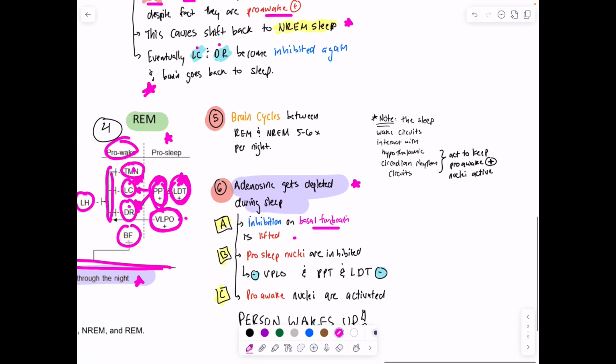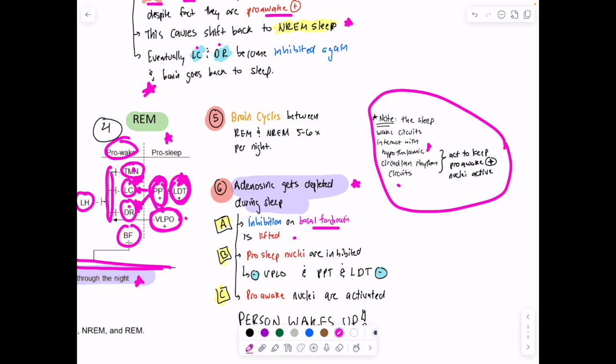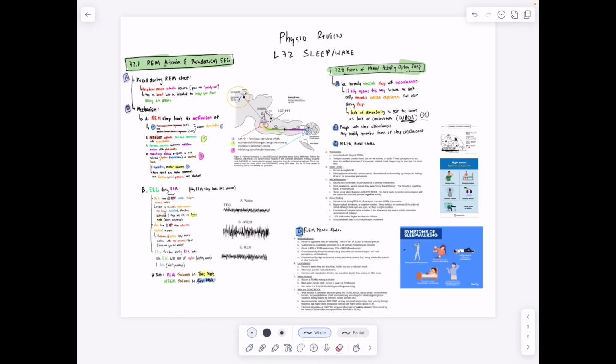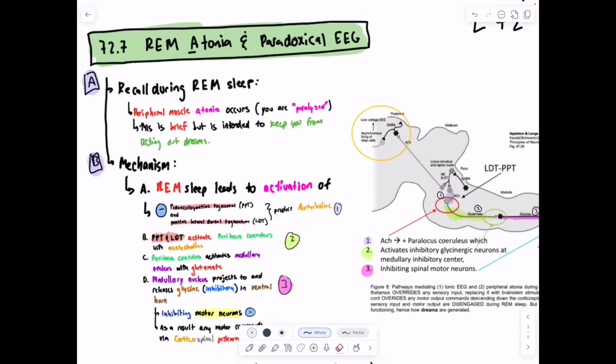All right, and then just a quick point that there are the hypothalamic circadian rhythm circuits, and these work in conjunction with the pro-wake nuclei to keep them active, right? So you wake up at a certain time of the day. All right, so we are almost done. It doesn't look like it, but then we have this concept of being paralyzed during random eye movement sleep, and we have this EEG, which doesn't quite seem to make all that much sense. So why is that the case?